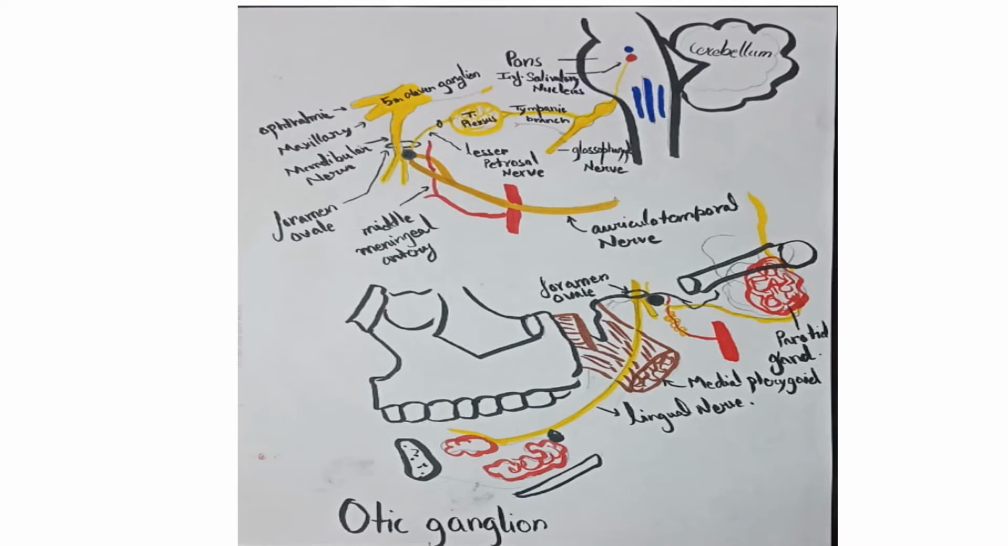Otic ganglion. This black dot is your otic ganglion. Otic ganglion is oval in shape and 2 to 3 mm in size, and it is situated in the infratemporal fossa. Just have a look at the diagram.